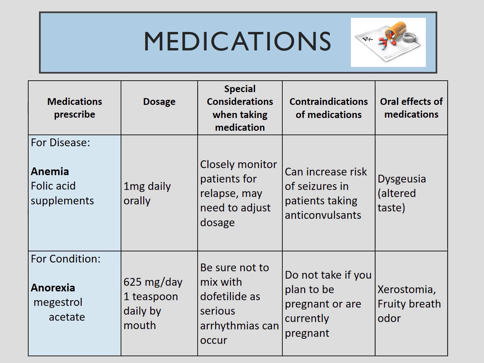For Brenda's condition of anorexia, she is taking megestrol acetate, 625 milligrams per day, which is 1 teaspoon by mouth. Some special considerations to consider with this medication is to be sure not to mix with dofetilide as serious arrhythmias can occur.